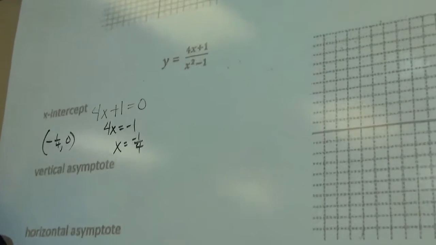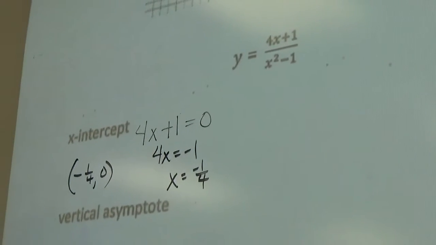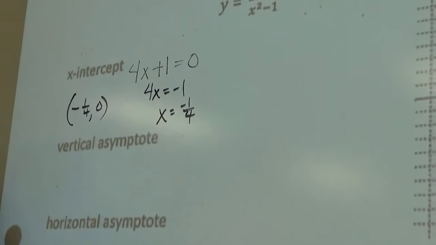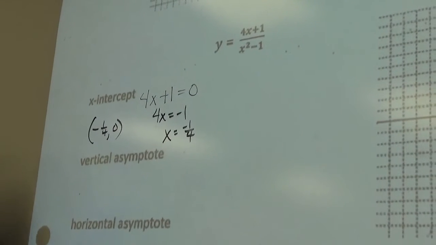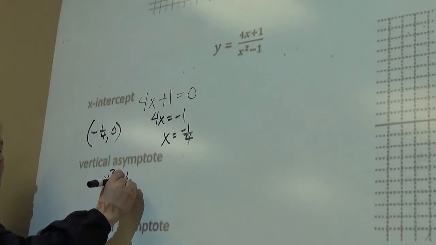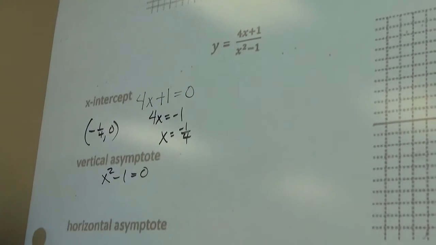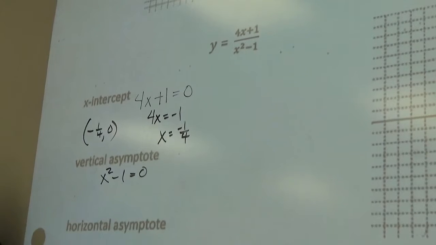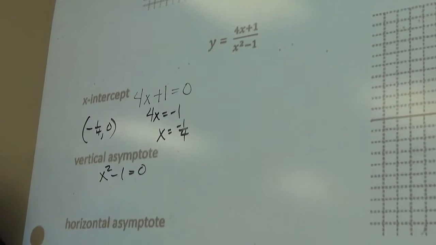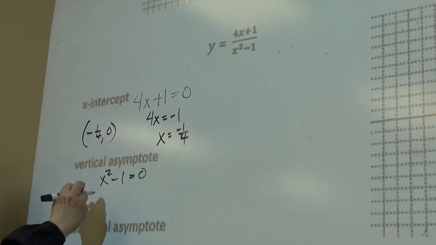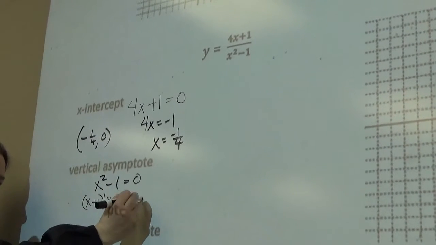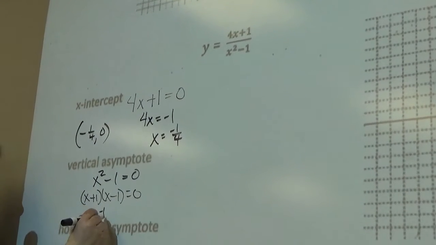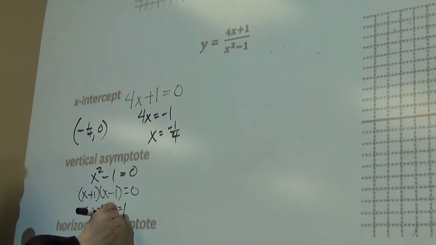Vertical asymptote. How do we find the vertical asymptote? 0's at the denominator. So x squared minus 1 equals 0. Some of you are going to solve this one way, some the other way. When I look at this one, I think factor. So my answers would be negative 1 and 1.